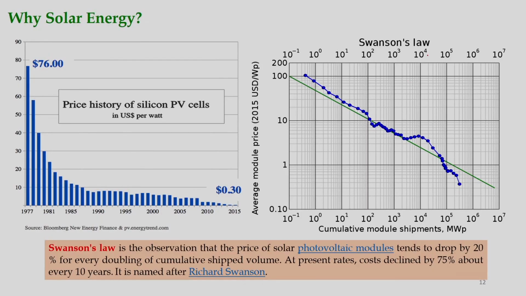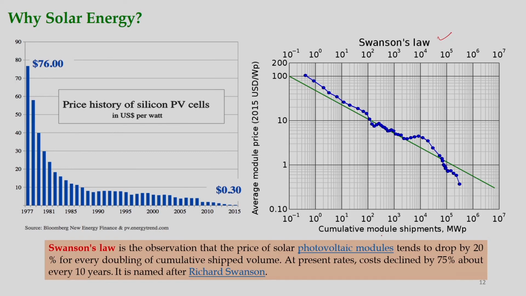Also, we need to understand Swanson's law. This was developed by Richard Swanson, one of the owners of a solar company, so that's how it is known as Swanson's law. What it tells is the observation that the price of solar photovoltaic modules tends to drop by 20% for every doubling of cumulative shipped volume. At the present rate, cost declines by 75% about every 10 years.